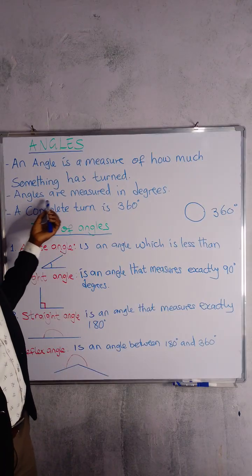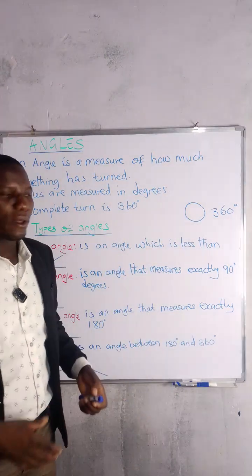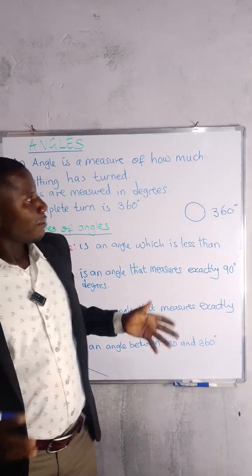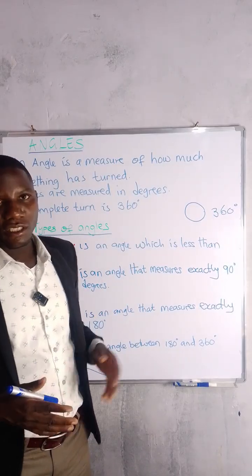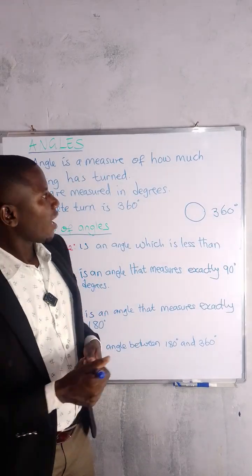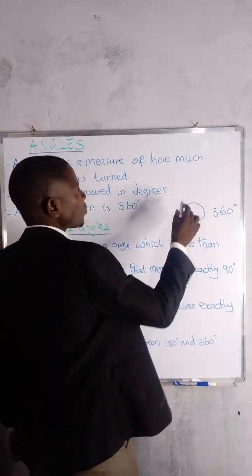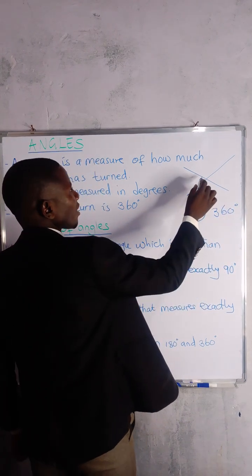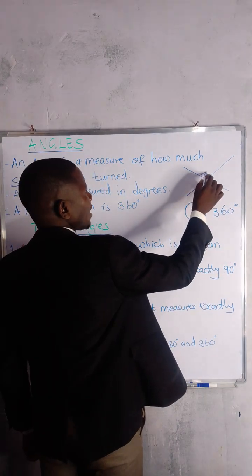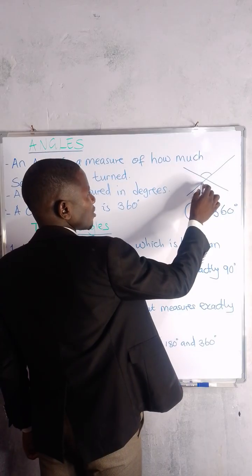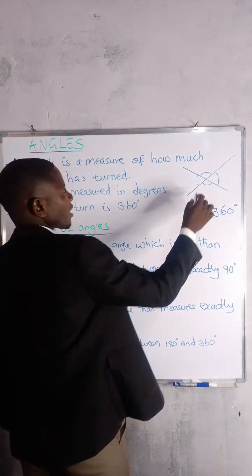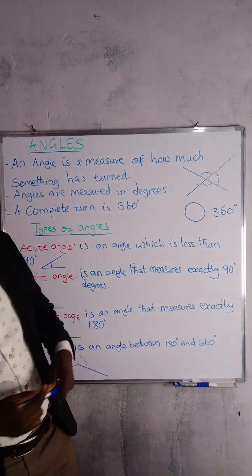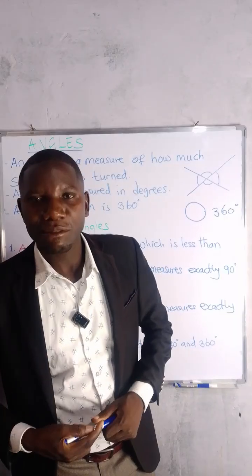And angles are measured in degrees. So angles are measured in what? In degrees. In simple terms, we can say that an angle is a space between two intersecting lines. If these are two intersecting lines, the space between these two lines is what is known as an angle. So that is what an angle is: a measure of how much something has turned, and angles are measured in degrees.